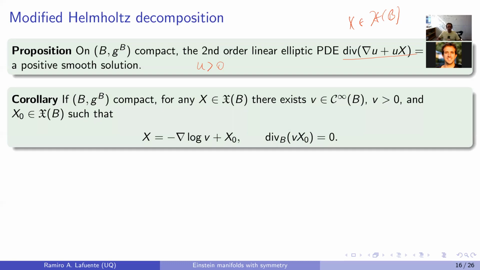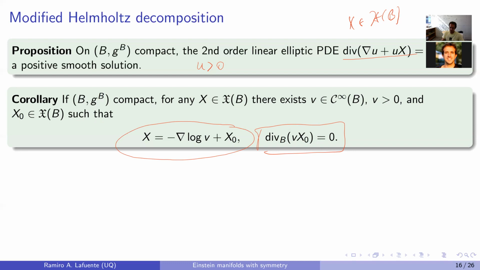So as a corollary, we get immediately the existence of a decomposition which satisfies the following. For any vector field on B, there exists a positive function V and another vector field X naught, which satisfies the following equation, the one we wanted for N. And now X naught is not divergence free, but V times X naught is divergence free. This sounds strange, and we would like to understand geometrically what this means, but it turns out that this is what the equations ask for.